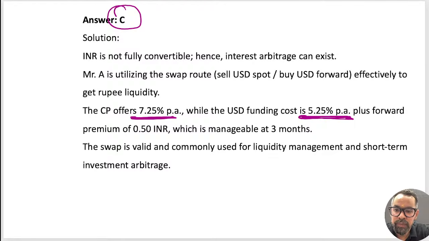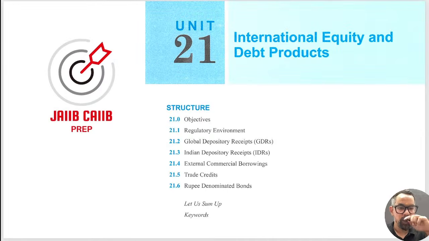Next one, guys. Commercial paper we have practiced, CD, and repo we have practiced, LAF we have practiced, SDF done, MSF, bill discounting we have done. Okay, done. So now the next unit which we have is international equity and debt products.